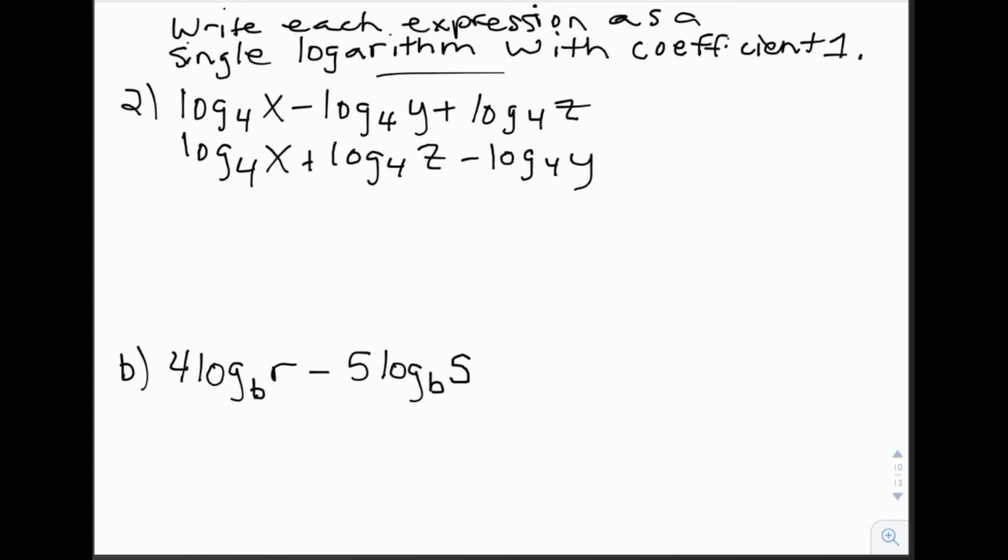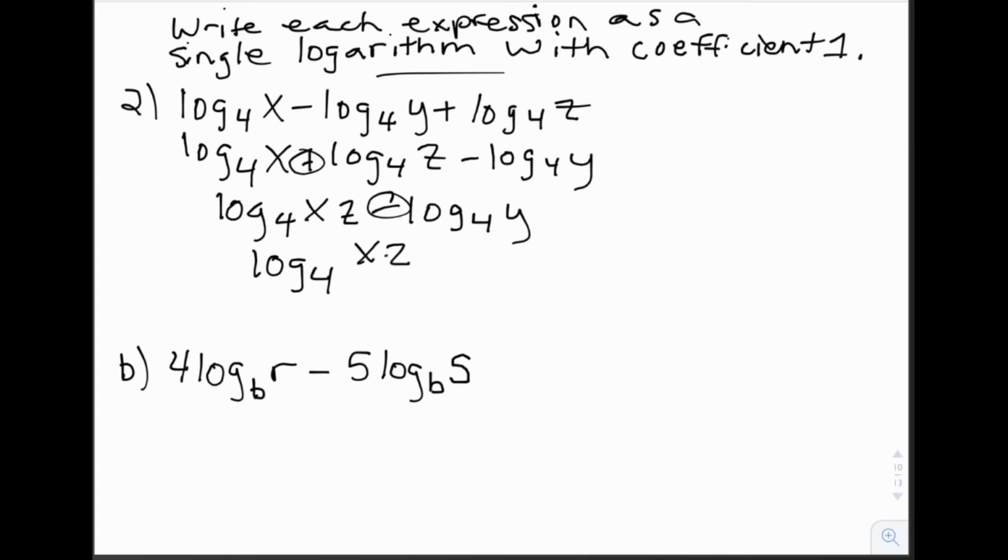Okay, so now what we can do is go ahead and use our product property. So in this case, we can combine them because we have a plus in between. So log base 4 of xz, and then minus log base 4 of y. So now that we have a minus in between, we can go ahead and use our quotient property. So this minus tells us that we can use quotient. So log base 4 of xz, and then our quotient property said that when we try to convert back to our original, we're going to divide here. So we will have a log base 4 of xz divided by y.